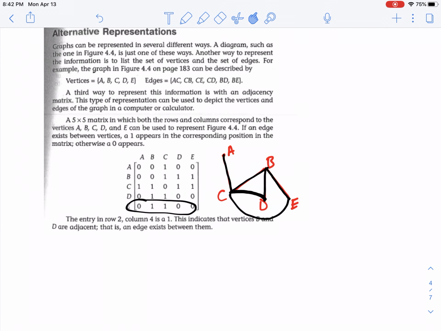Your graph may look different. That's fine. It depends on where you put your letters. As long as you have all the connections in the right spots, that's all that matters. Like you could have rearranged these letters in different physical locations.